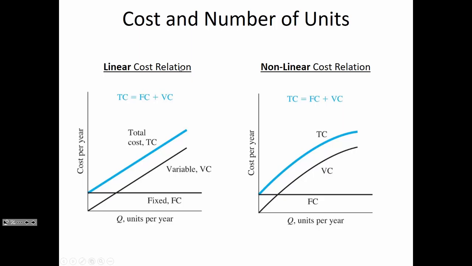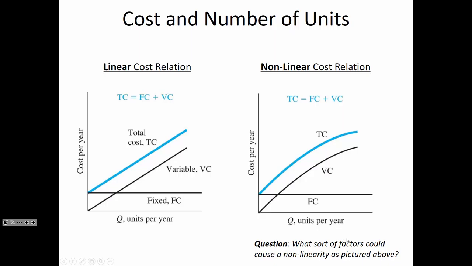I mean, they're buying it by the rail car and they're getting a really good deal for it because they're buying in bulk. And so you'll notice the curvature of this is saying that the more units per year that you're buying, the flatter the variable cost curve becomes. It's because your variable cost per unit is decreasing the more you make. So the factors that cause this non-linearity could be related to bulk discount.